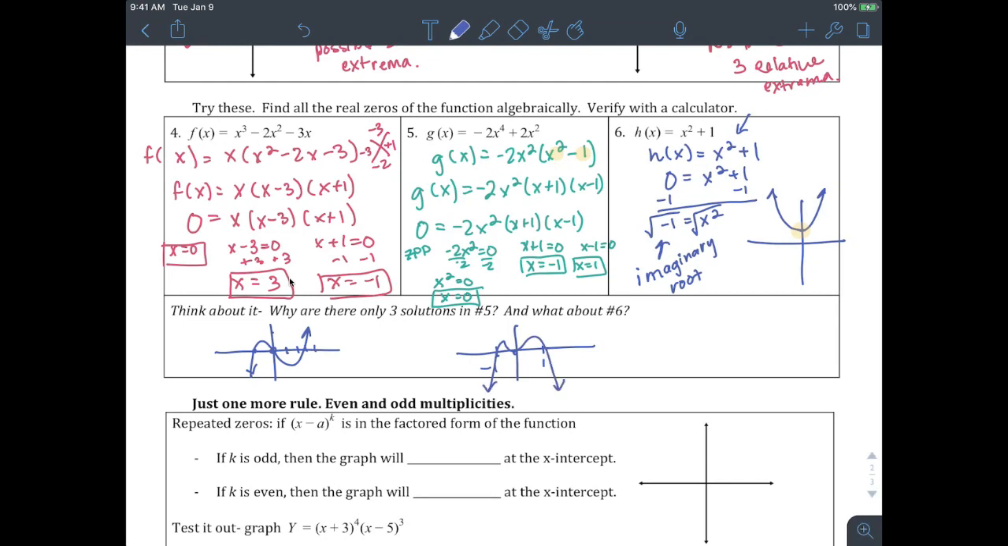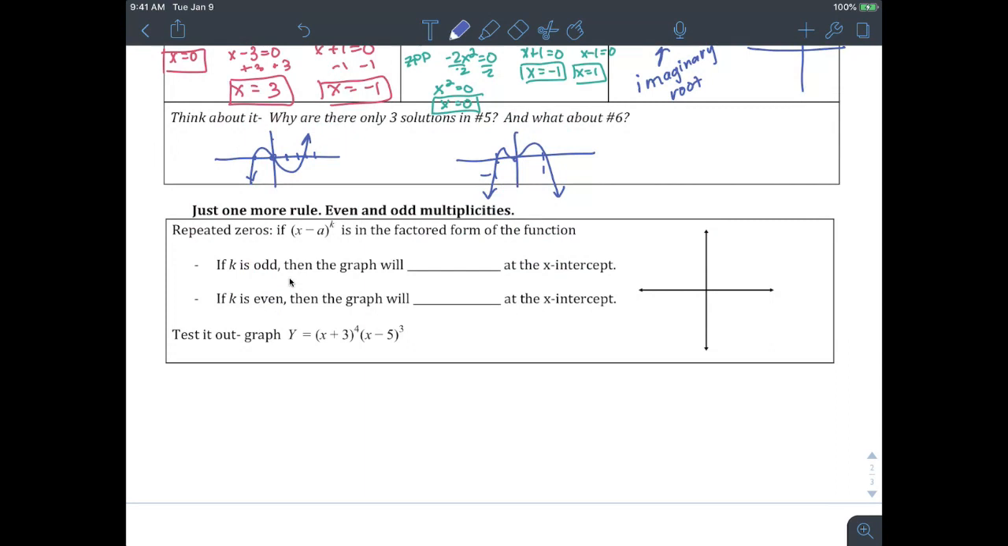Okay, last rule. This is a long one, sorry. If we have a repeated 0, then whatever the k value is tells us what the graph is going to look like. If the k value is odd, the graph will cross the x-axis or go through. If the k value is even, the graph will bounce.